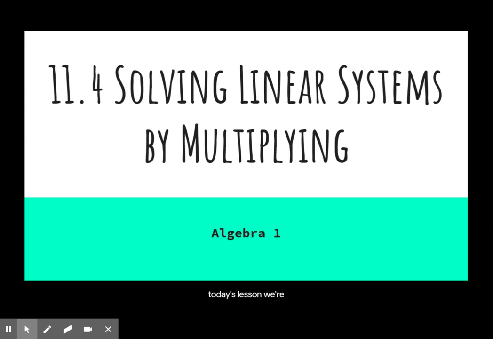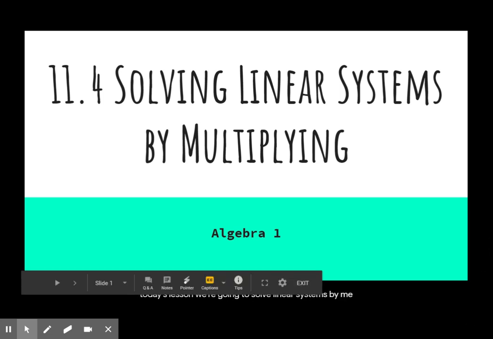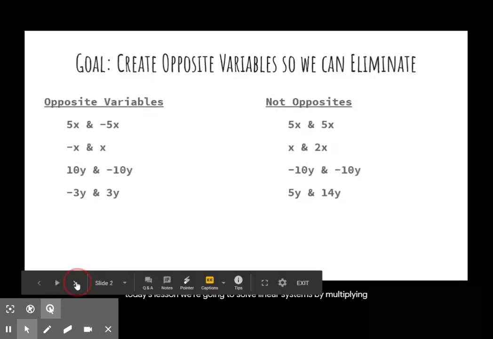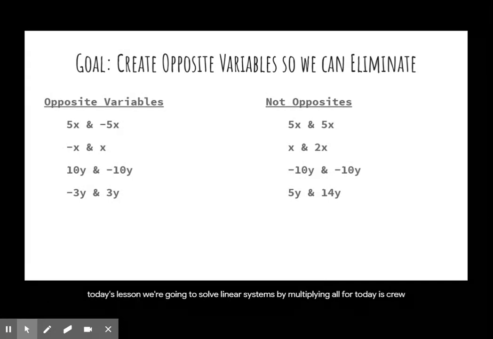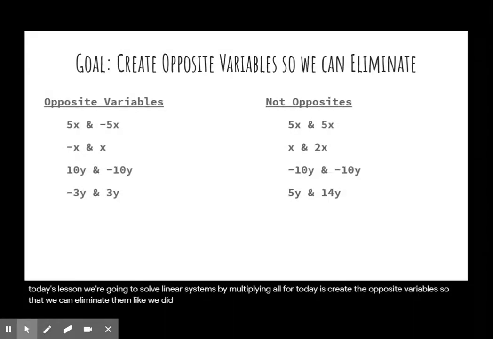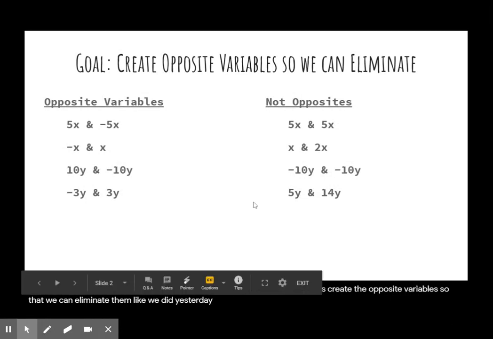Today's lesson, we're going to solve linear systems by multiplying. The goal for today is to create the opposite variables so that we can eliminate them like we did yesterday. So again, I've got a couple examples of what opposite variables look like and things that are not opposite variables.